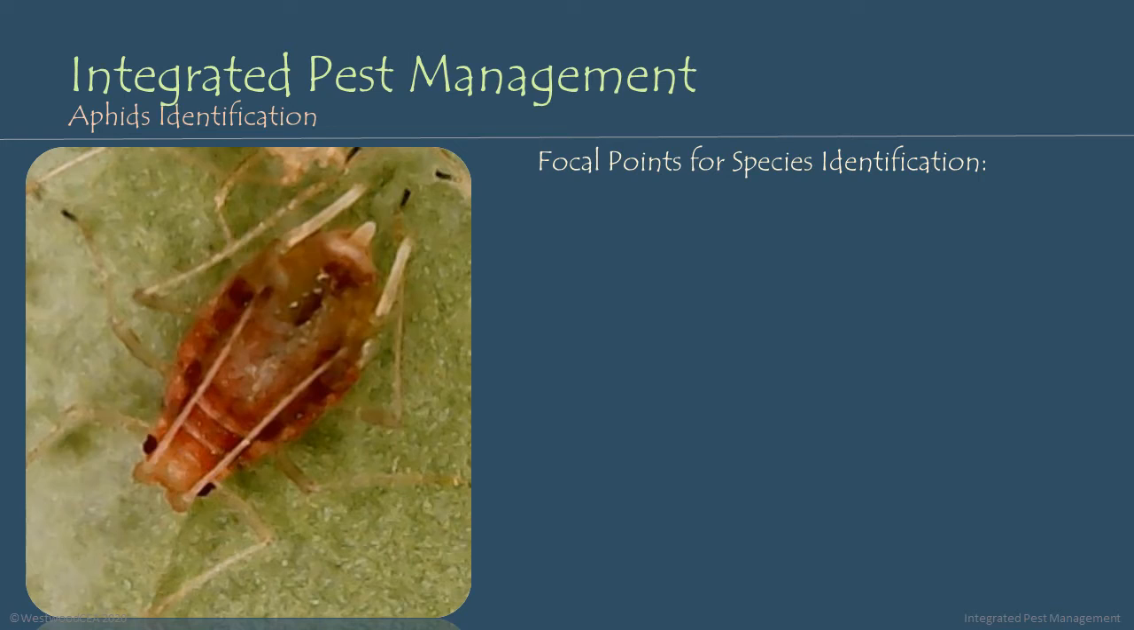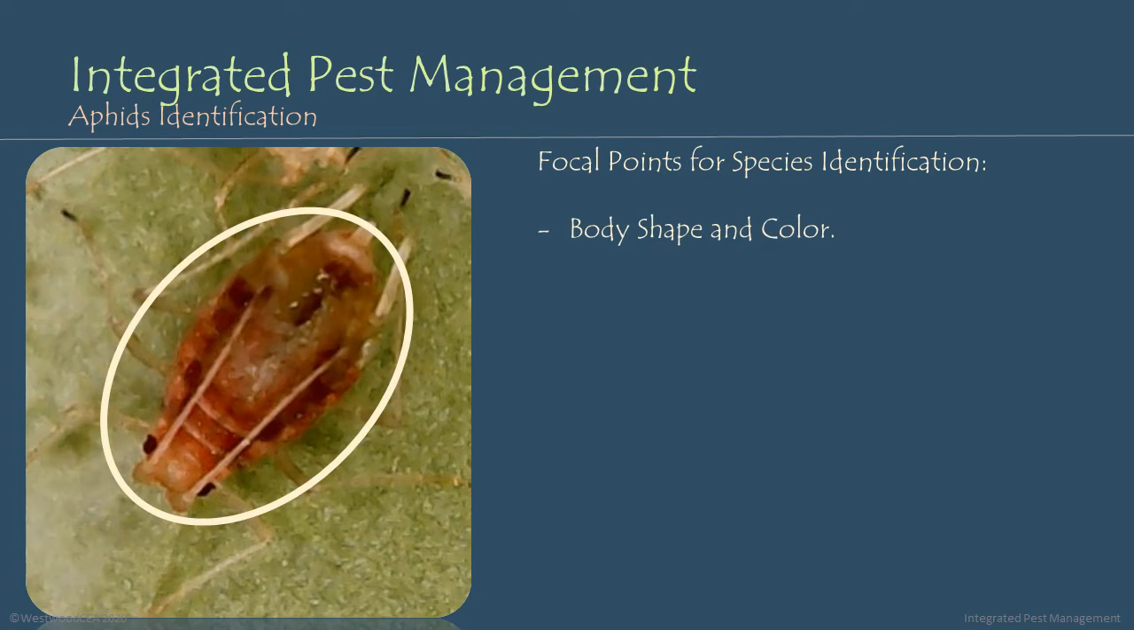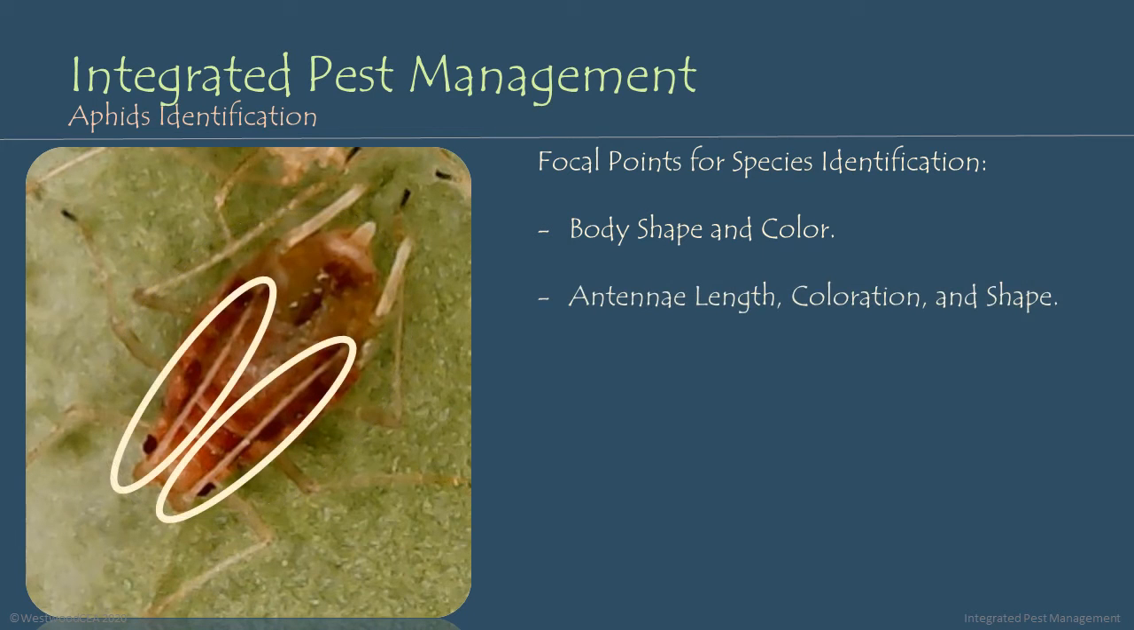Often, integrated pest management plans for addressing an aphid outbreak in your greenhouse depend on you being able to identify the specific species of aphid that is causing your crop damage. When trying to distinguish between different species of aphids, there are a couple of key focal points that you're going to want to look at. The first thing that we're going to want to look at is the body shape and the color of the body. Additionally, antenna length, coloration, and shape can all play into identifying exactly which species of aphid you're looking at and trying to treat for.